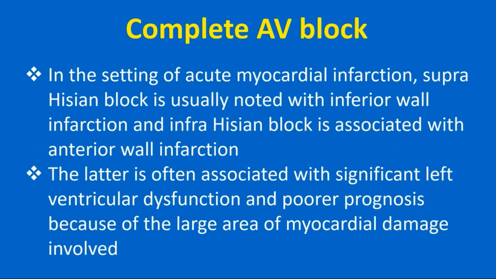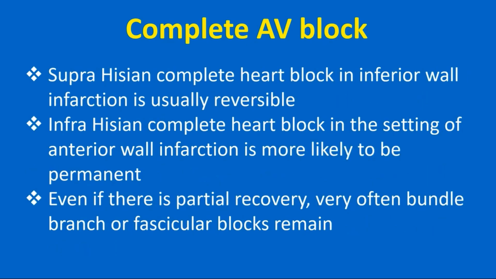In the setting of acute myocardial infarction, suprahisian block is usually noted with inferior wall infarction and infrahisian block is associated with anterior wall infarction. The latter is often associated with significant left ventricular dysfunction and poorer prognosis because of the large area of myocardial damage involved. Suprahisian complete heart block in inferior wall infarction is usually reversible. Infrahisian complete heart block in the setting of anterior wall infarction is more likely to be permanent. Even if there is partial recovery, very often bundle branch block or fascicular blocks remain.